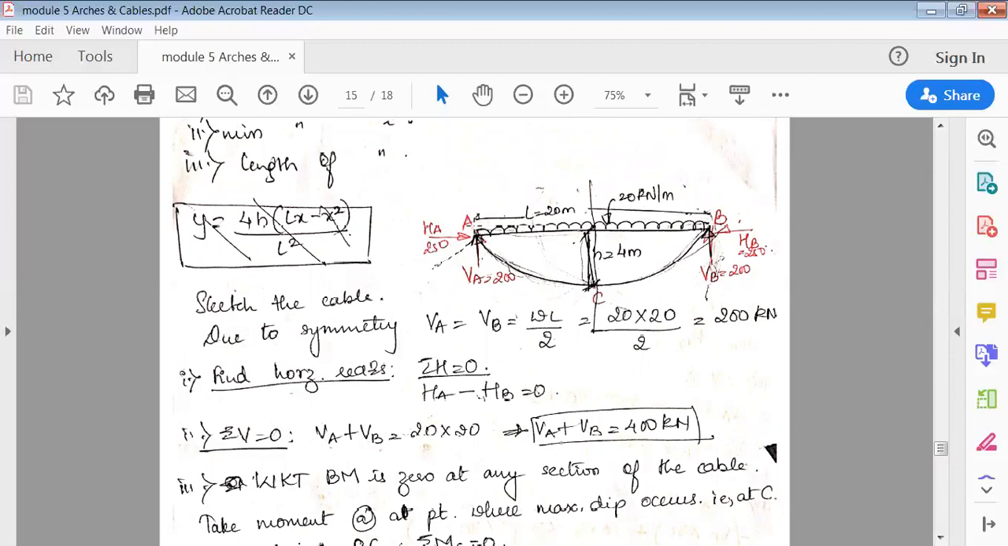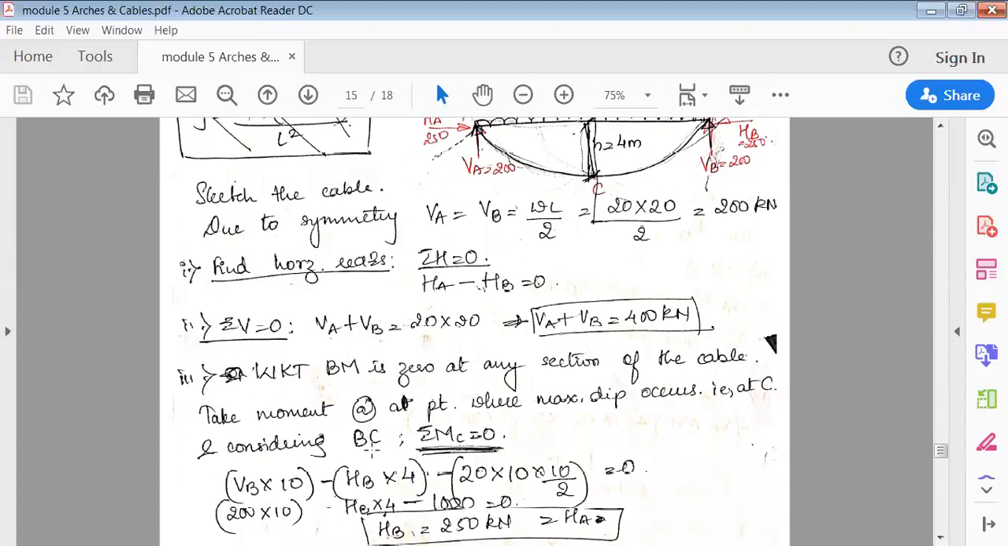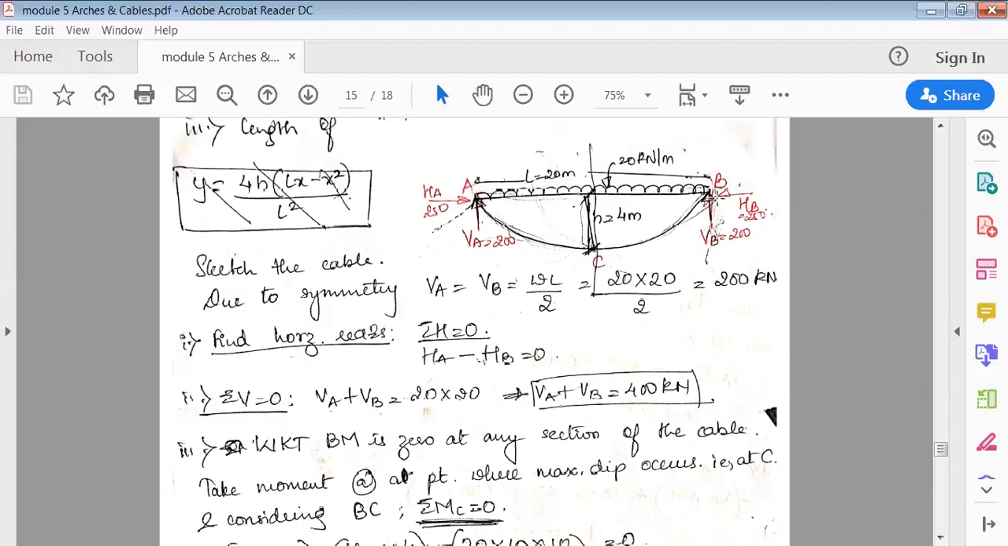Okay, so now first all the horizontal forces. So HA minus HB is equal to 0. Then keep it as it is. Then summation V is equal to 0. So we already know that vertical forces VA plus VB is 400.